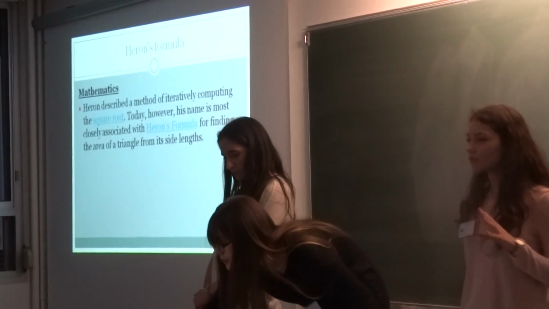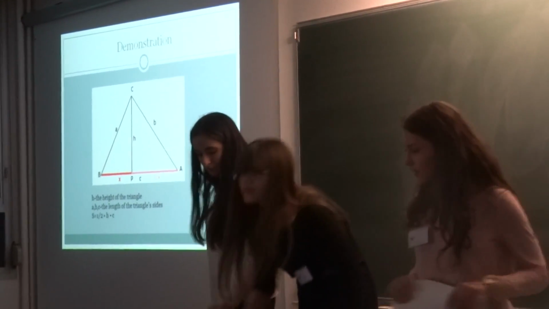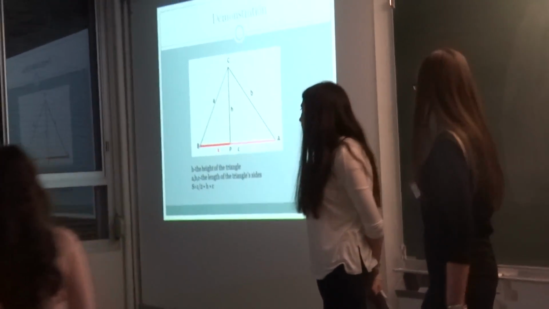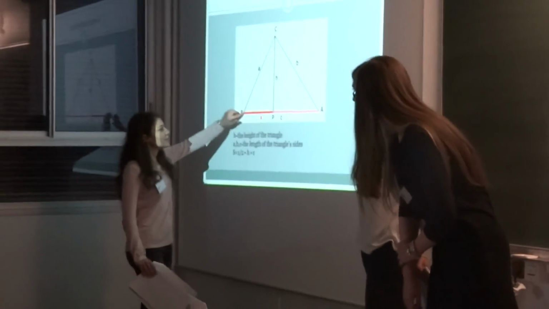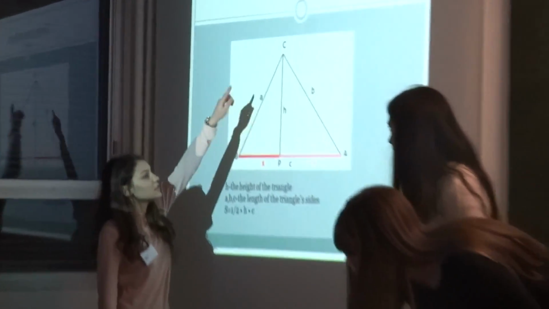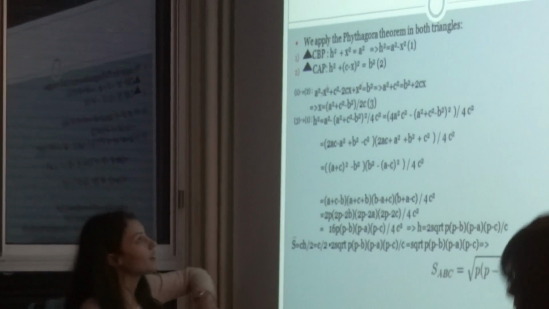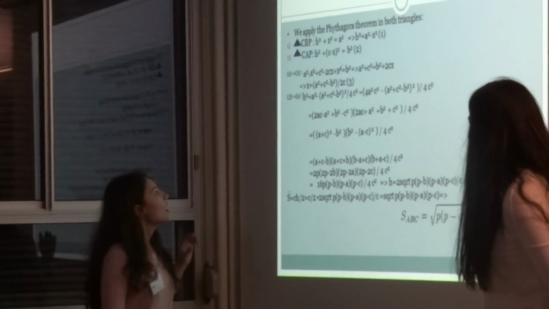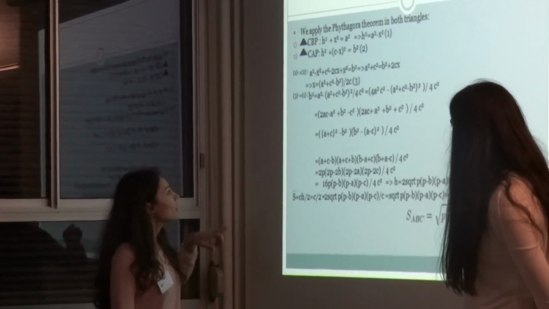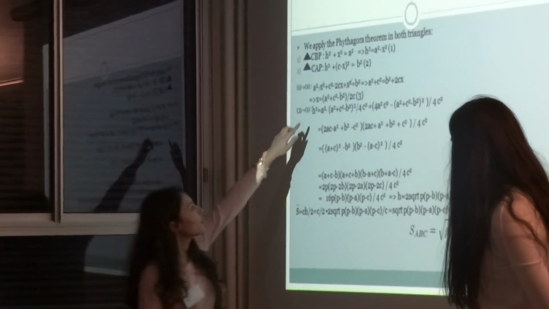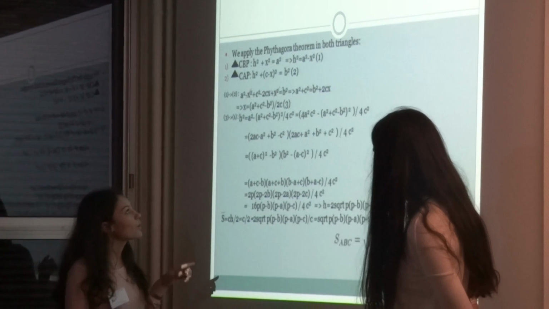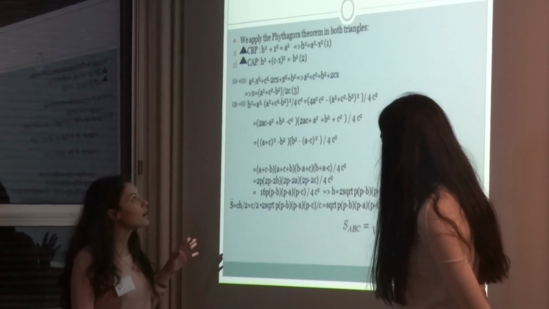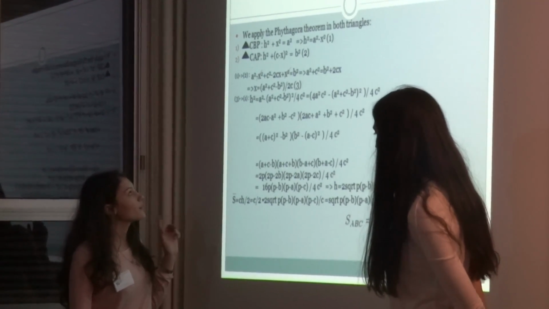We can demonstrate his formula using the Pythagorean theorem in two triangles, BPC and APC. We get two equations, and we solve the equations for x. And we get x equals a squared plus c squared minus b squared, all divided by 2c.